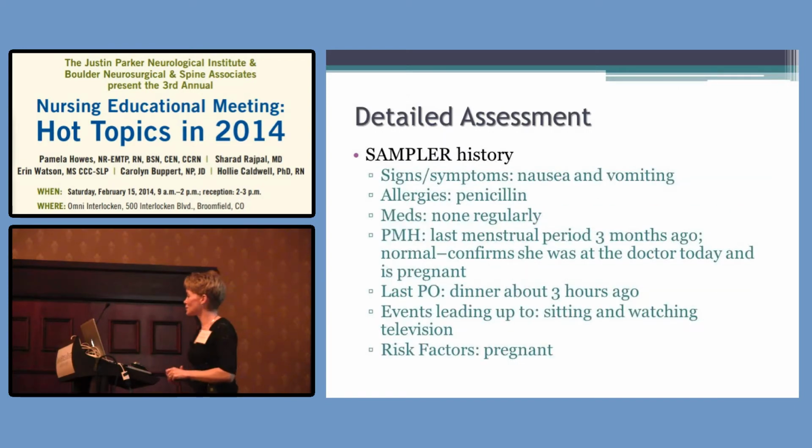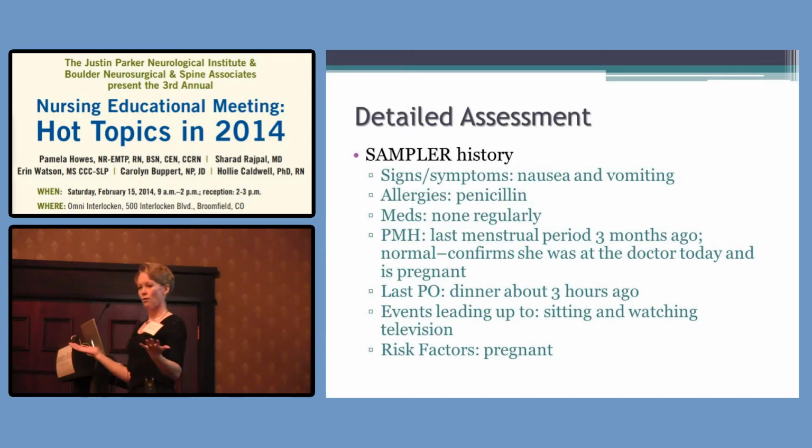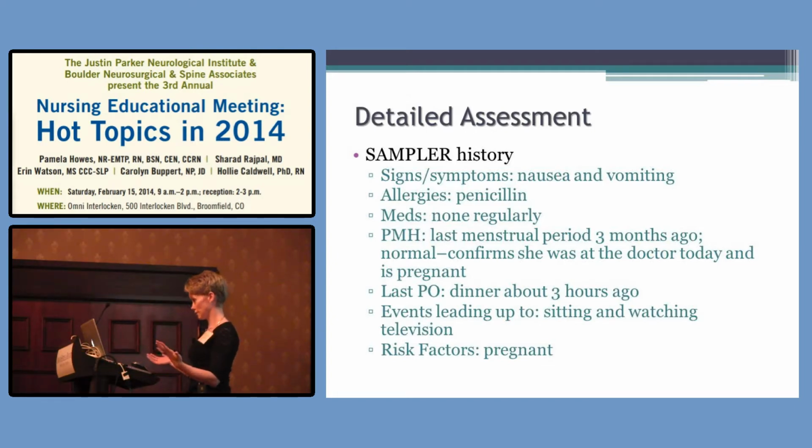Okay? So here's your SAMPLER history. She's got nausea and vomiting. She's allergic to penicillin. She doesn't take any meds. Her last menstrual period was 3 months ago. But she was at the doctor today and he said she's not pregnant. Okay? Could be. She ate 3 hours ago. She was sitting up and watching television and she tells you she's pregnant. Oh, good. Thank you. We don't have to go searching for that information. But we do have to double check that she's correct with her information, right?